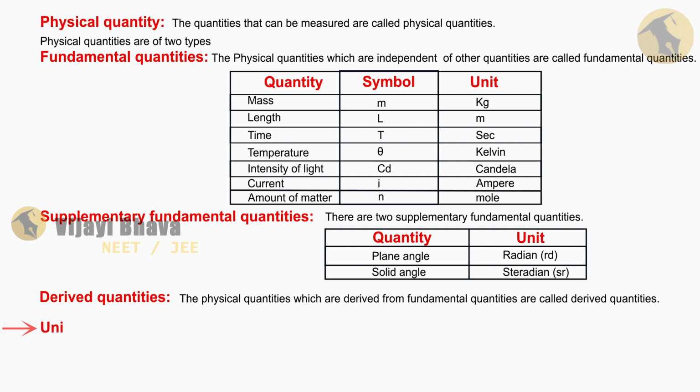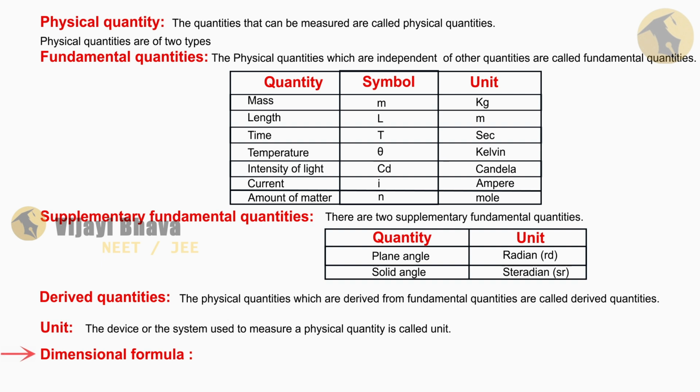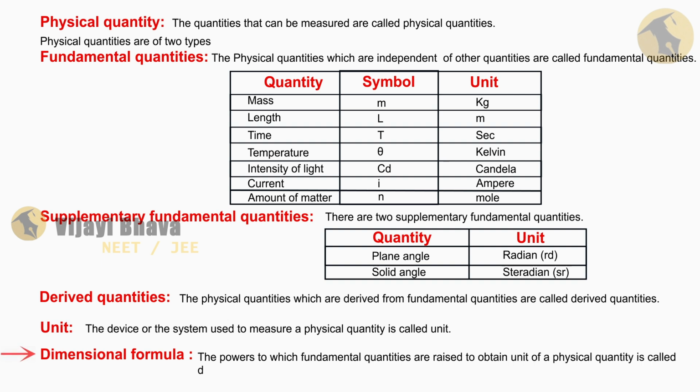Let us learn the definition of unit. The device or the system used to measure a physical quantity is called a unit. Moving on to the definition of dimensional formula. The powers to which fundamental quantities are raised to obtain the unit of a physical quantity is called dimensional formula.